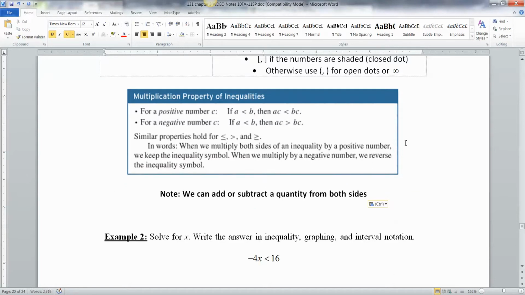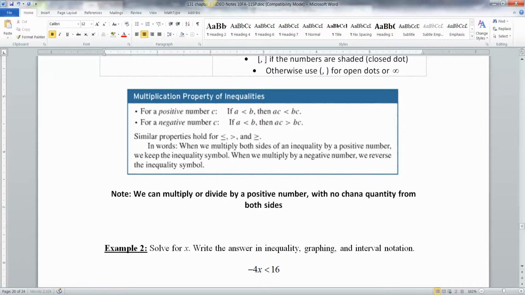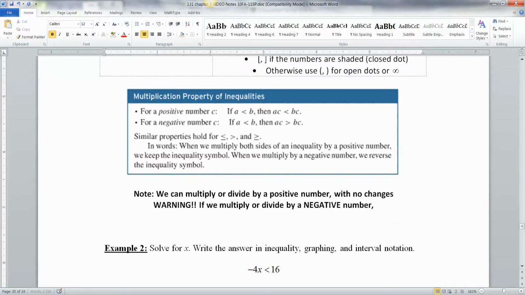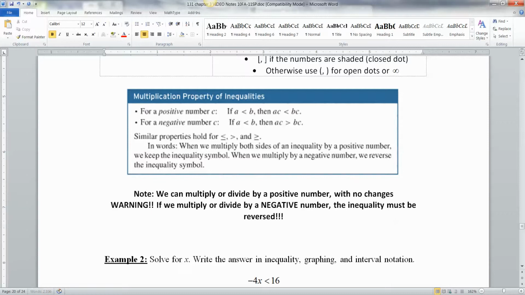If you're multiplying or dividing by a positive number, multiply or divide with no changes, right? Just like you normally would. But warning, if we multiply or divide by a negative number, the inequality must be reversed. Okay, there's a little warning to ourselves. It's so important a warning that I'm going to put it in bright yellow so we can see it. Must be reversed. Period.